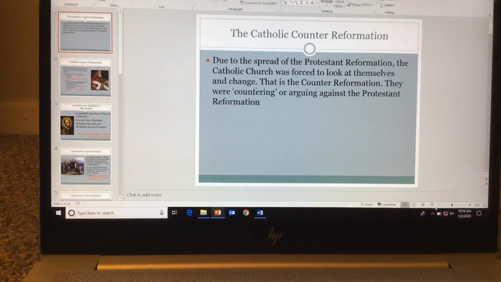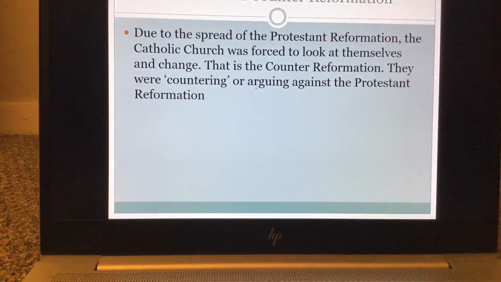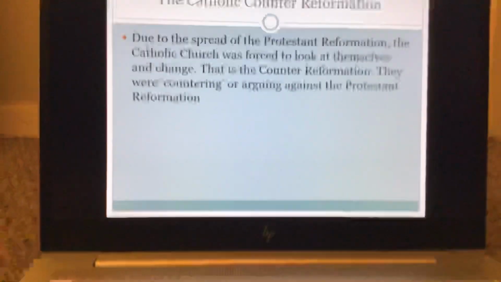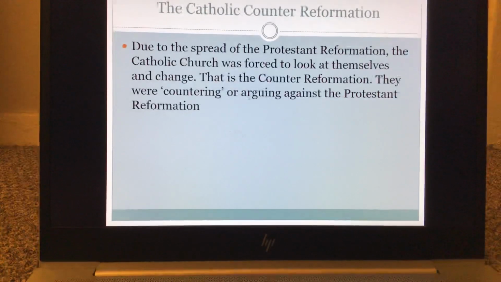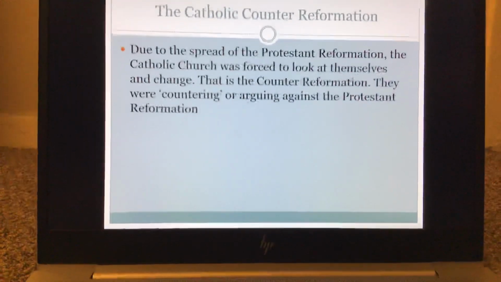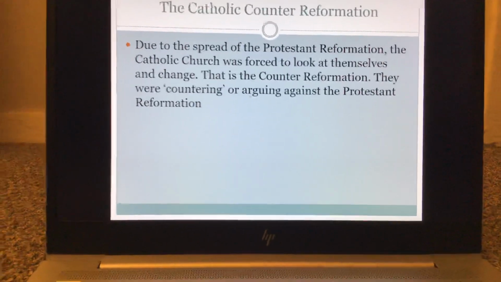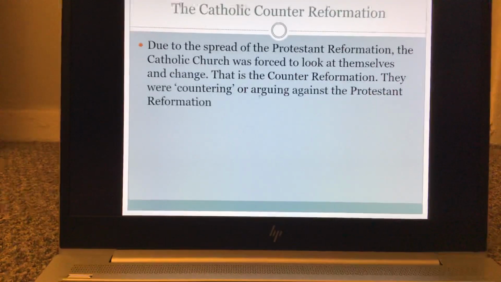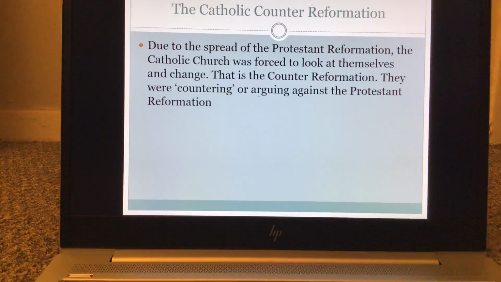So, last little bit. Okay, we're talking about the Catholic Counter-Reformation. So you had all these people protesting, going against the Catholic Church. Well, what's the Catholic Church got to say about all of it, right? So the Catholic Counter-Reformation was their counter, or their argument, against basically everything that was being said about them.